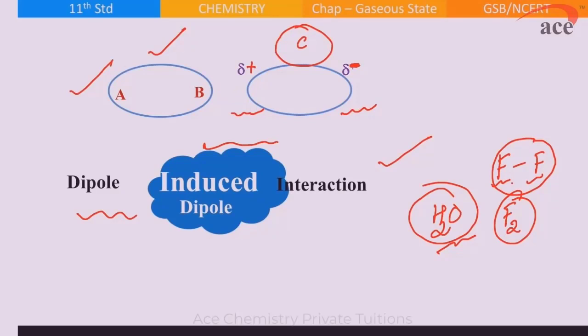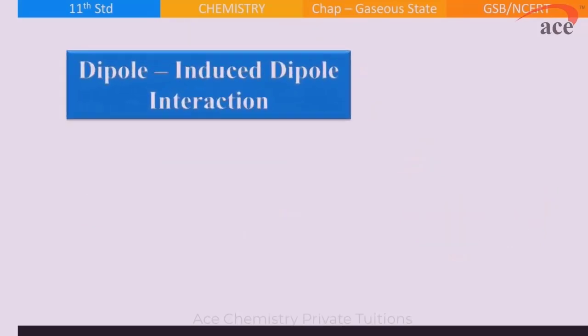Okay, now they have shown that B is partial negative, A is partial positive, so they will have some type of attraction between them. Okay? Now, an example for dipole induced dipole interaction.